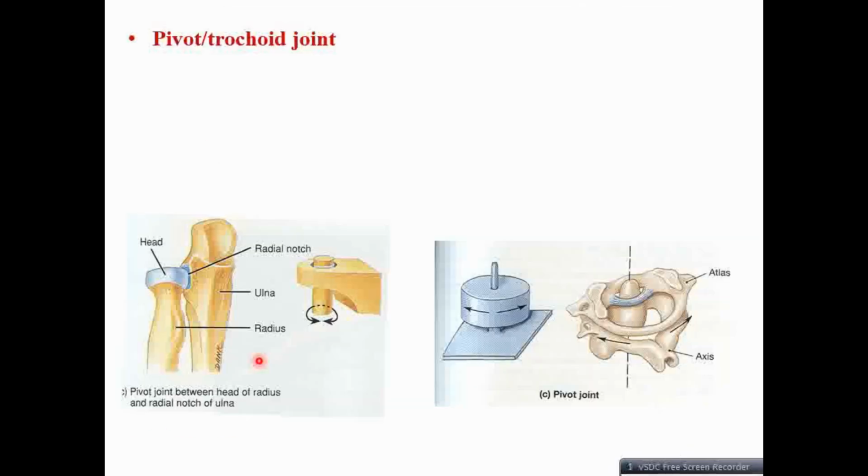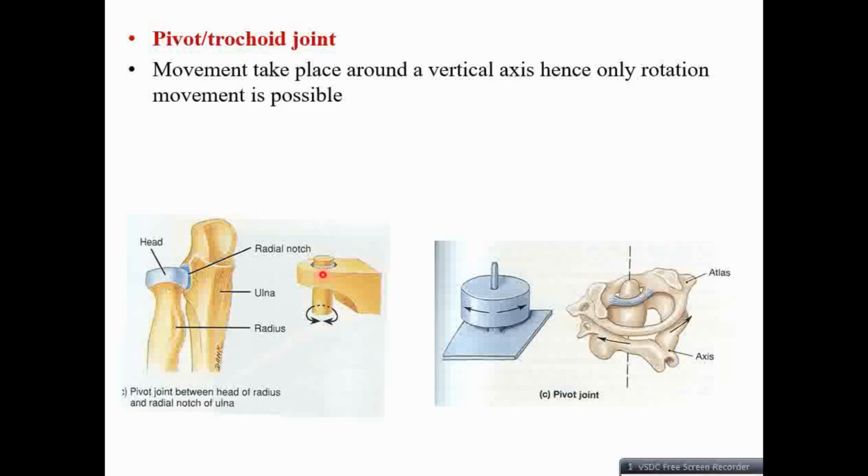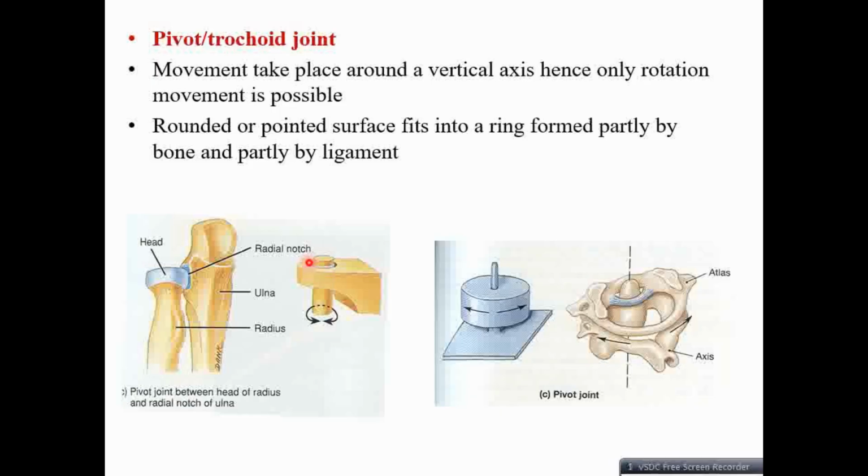Pivot or trochoid joint. You can make out here a ring-shaped structure, and the other articular surface is like a pen-like structure which is rotating. Movement takes place around a vertical axis, hence only rotation is possible. Here a rounded or pointed surface fits into a ring partly formed by bone and partly by cartilage, that means an osseo-ligamentous structure, which keeps the bone in position. Only rotation movements are possible. Examples are the superior radioulnar joint, which you can see here, and the atlantoaxial joint.